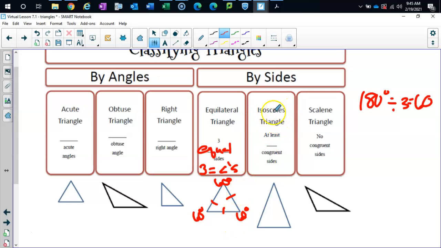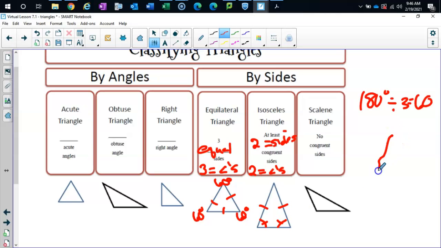Okay, an isosceles triangle has 2 equal sides and 2 equal angles. 2 equal sides and 2 equal angles. Now watch this. Super important. These are my equal sides and the angles that are opposite them. Look, this side opposite, this side opposite are also congruent. 2 equal sides, 2 equal angles.